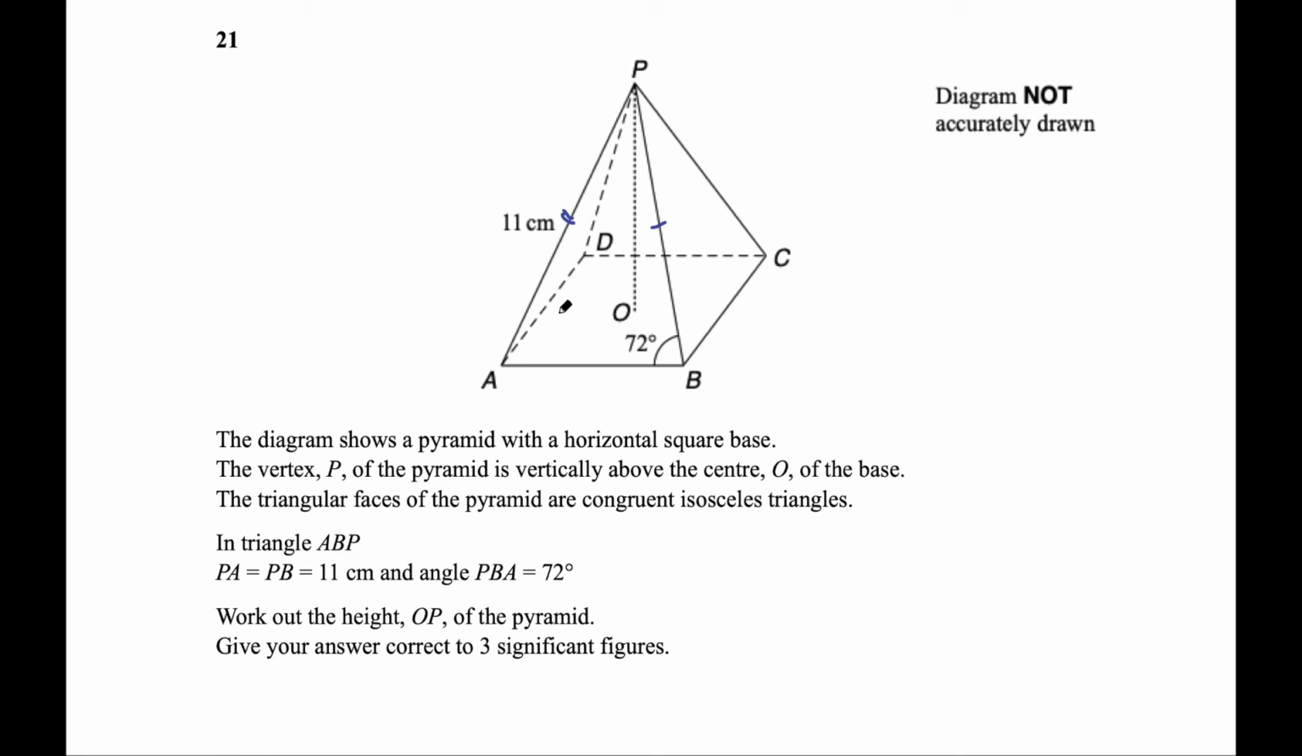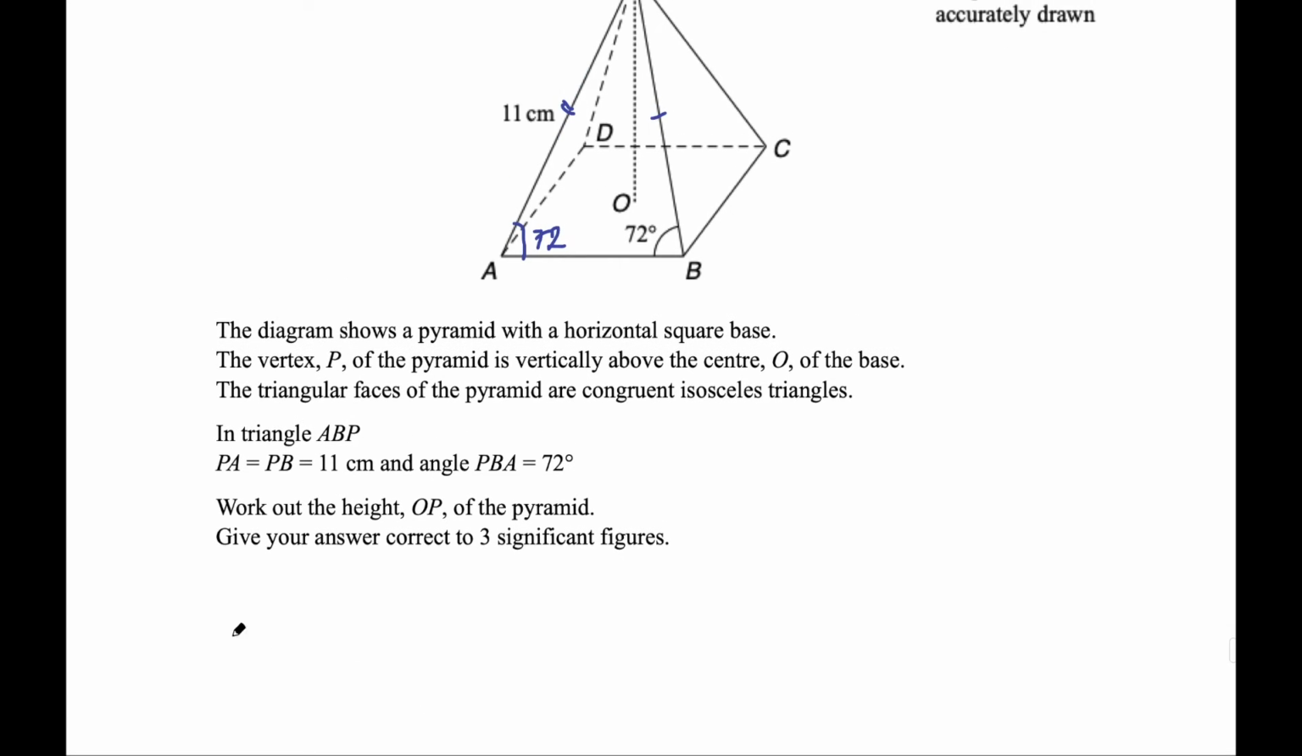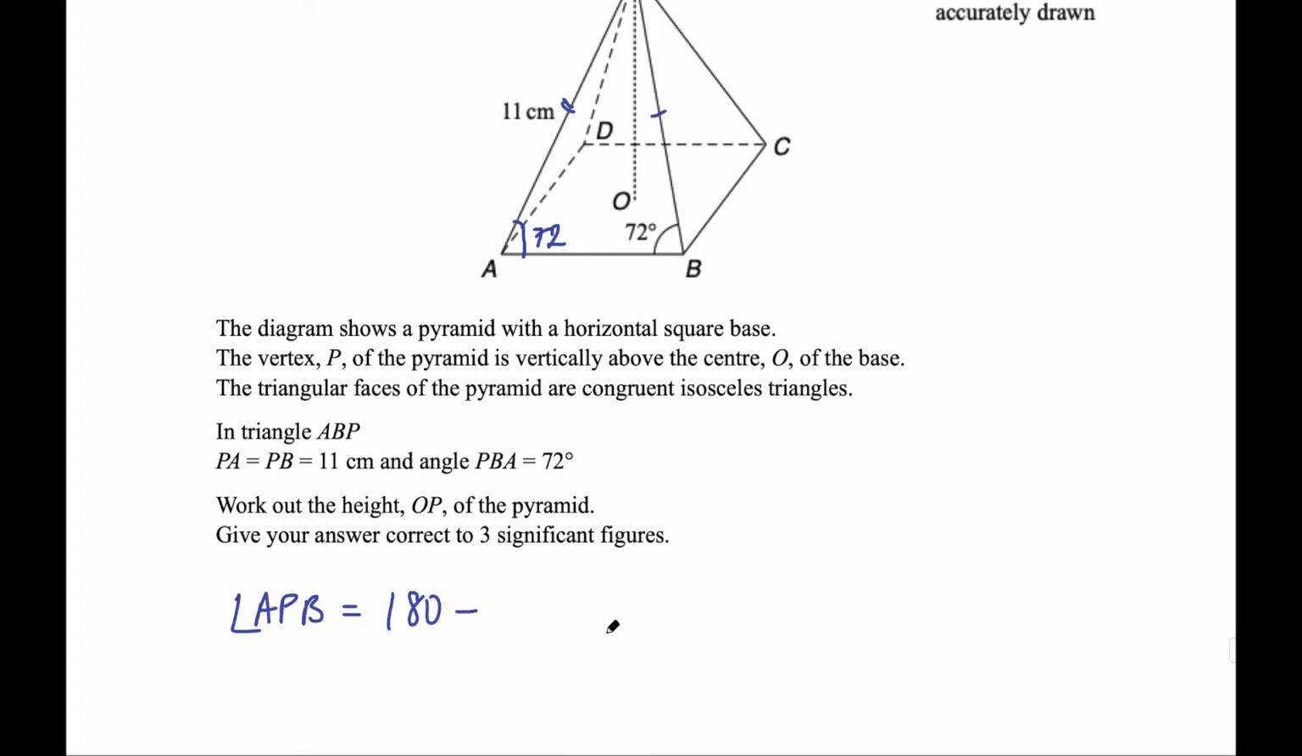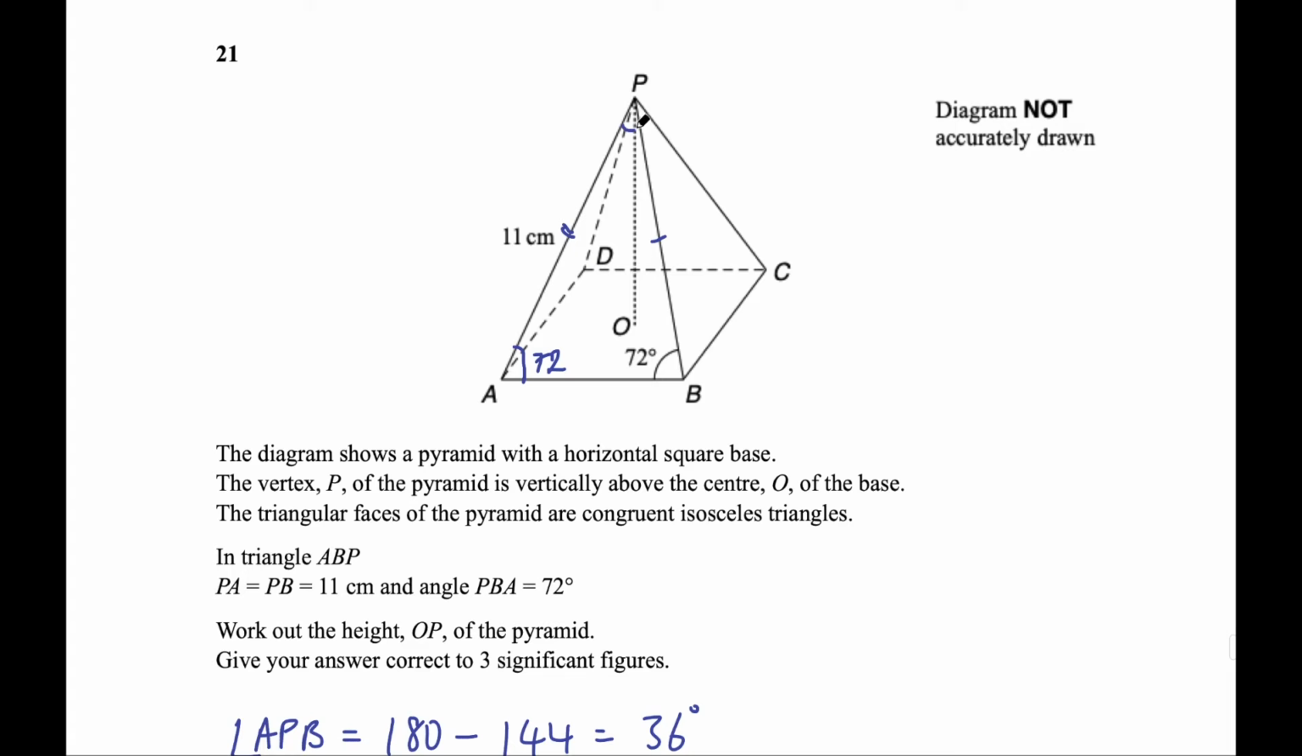Sometimes that can be hard, but firstly, this is an isosceles triangle, so this angle in here is going to be 72. And that allows me to find the angle at the peak of this triangle. That's going to be important, but firstly let's write that down. So angle APB equals, the angles in a triangle are 180, so I can work this angle out by taking these two angles from 180. 180 take 72 plus 72 is 144, so 180 take 144. That's going to be 36.